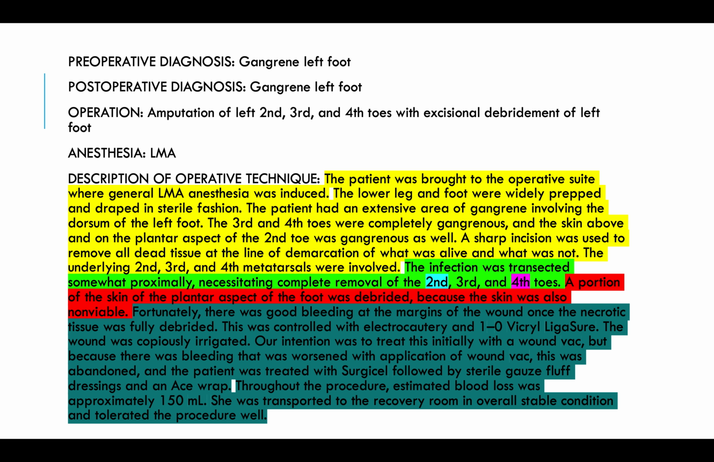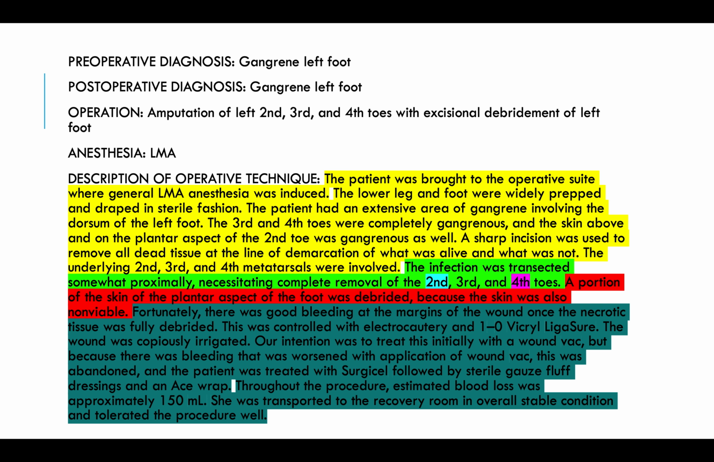Now notice, let's look at some of these post-operative activities. Fortunately, there was good bleeding at the margins of the wound once the necrotic tissue was fully debrided. I'm testing the surgical area, so this is post-operative. This was controlled with electrocautery and 1-0 Vicryl ligature. I'm closing the surgical area. The wound was copiously irrigated. After surgery, I'm just making sure that I don't have any bleeders and making sure everything is clean to prevent infection. Irrigated, so this is post-operative.